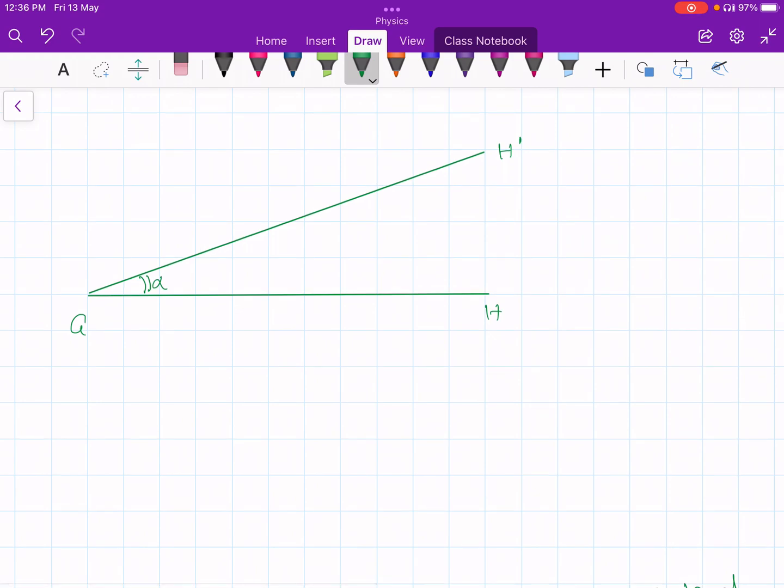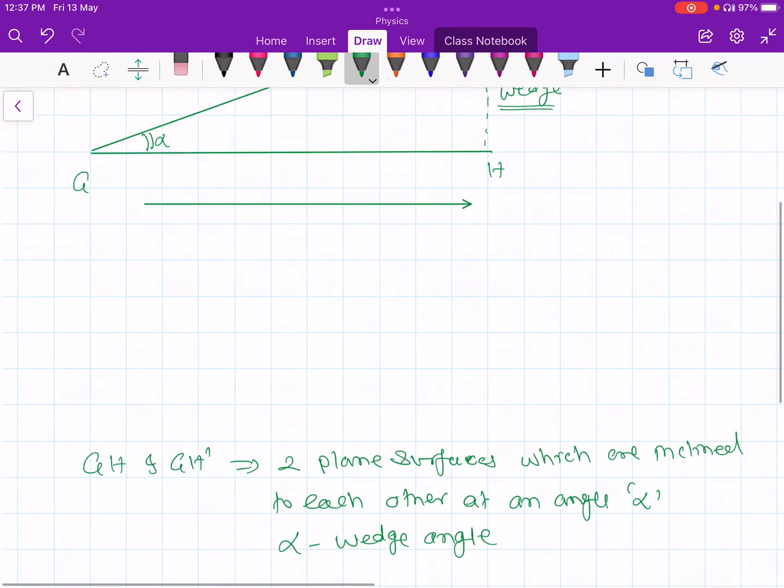So a very thin film between these two plane surfaces GH and GH dash is enclosed, and as you can see in this case, the thickness of the film increases in this direction. As you go towards this direction, its thickness increases. But the thickness will remain constant parallel to the wedge. This is the wedge over here. And this GH and GH dash are not just lines, they are plane surfaces. So parallel to the wedge, thickness remains constant, but from point G to H, thickness increases.